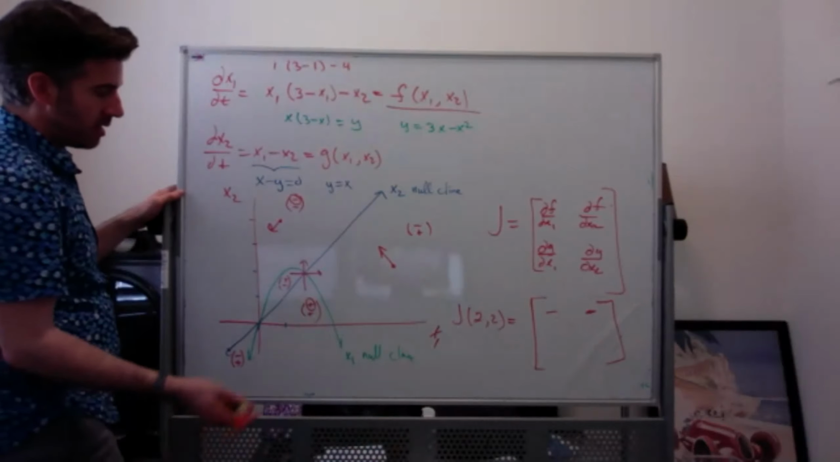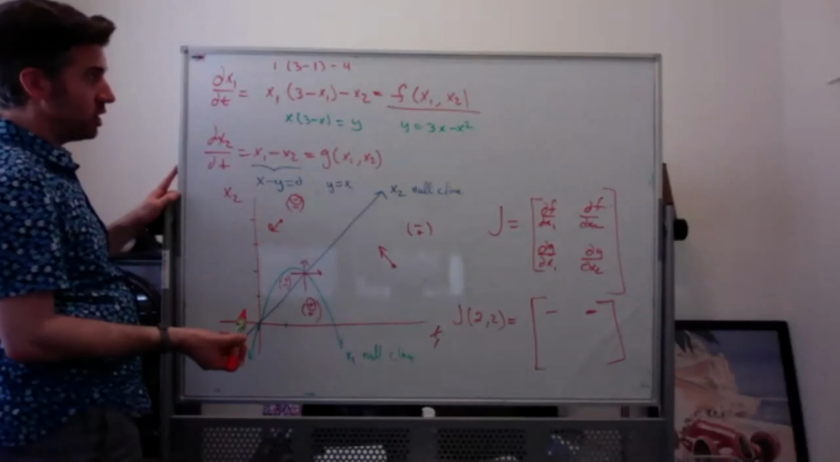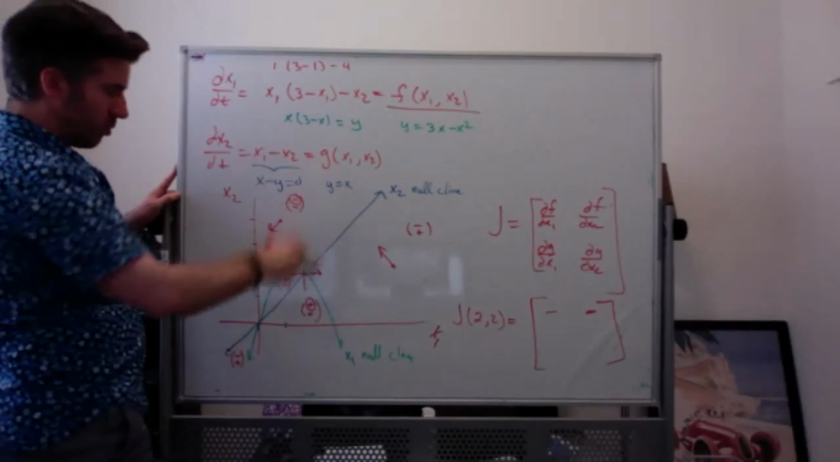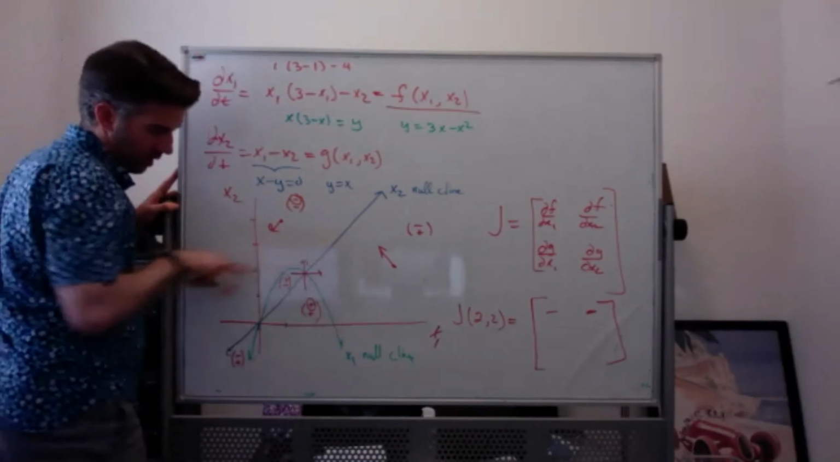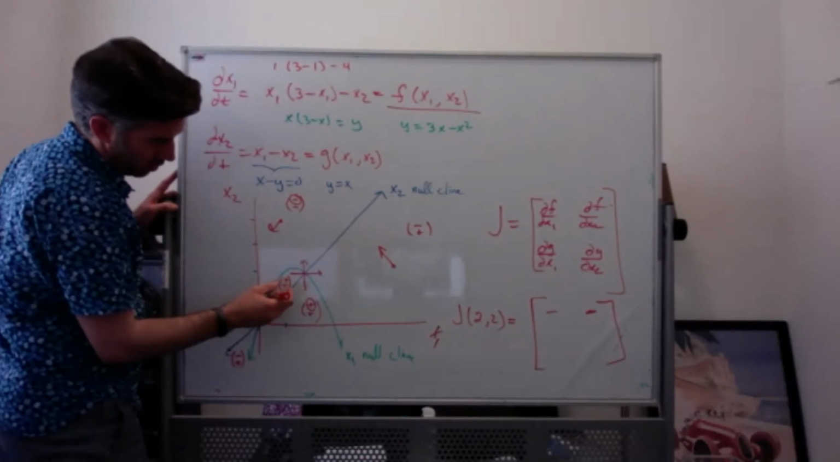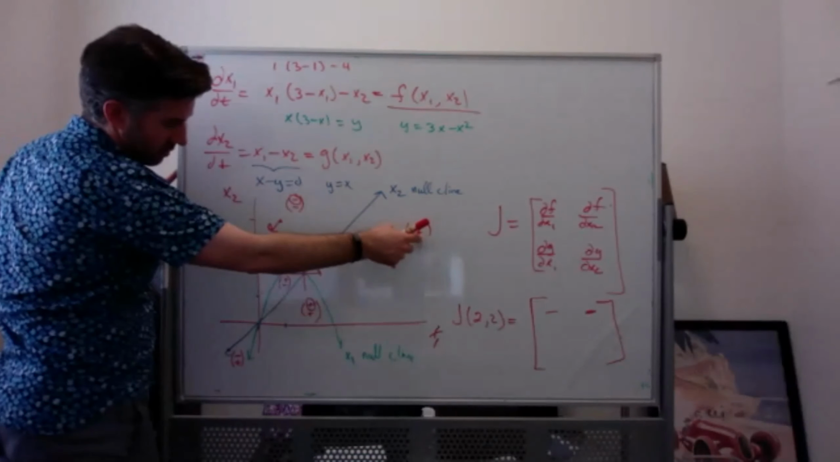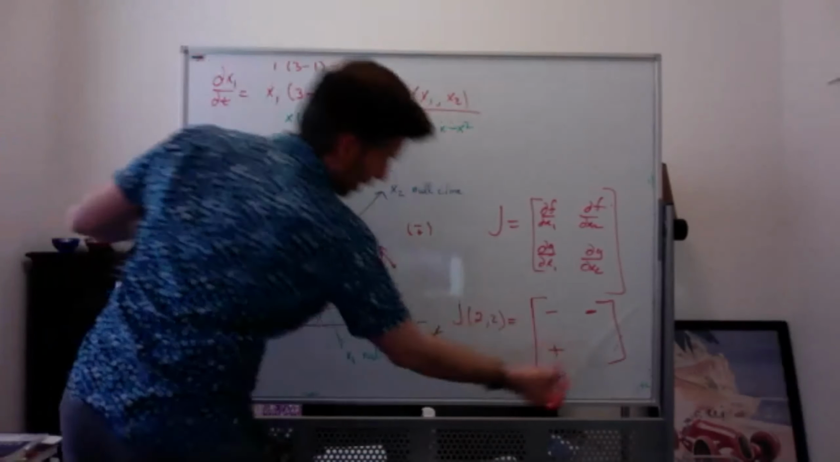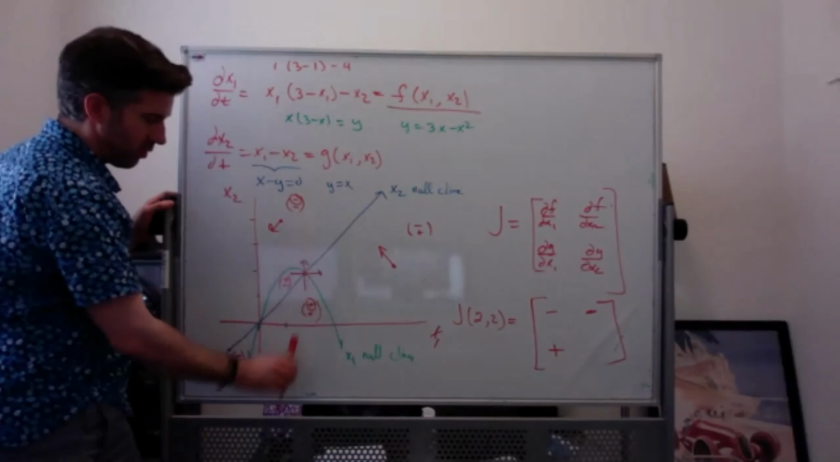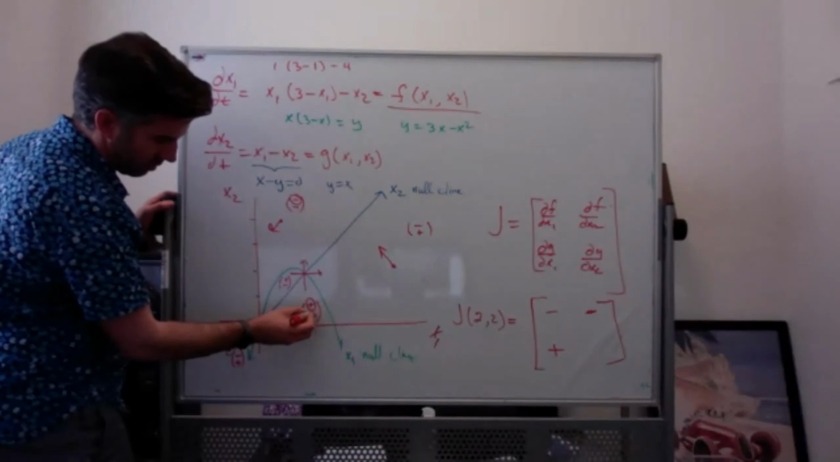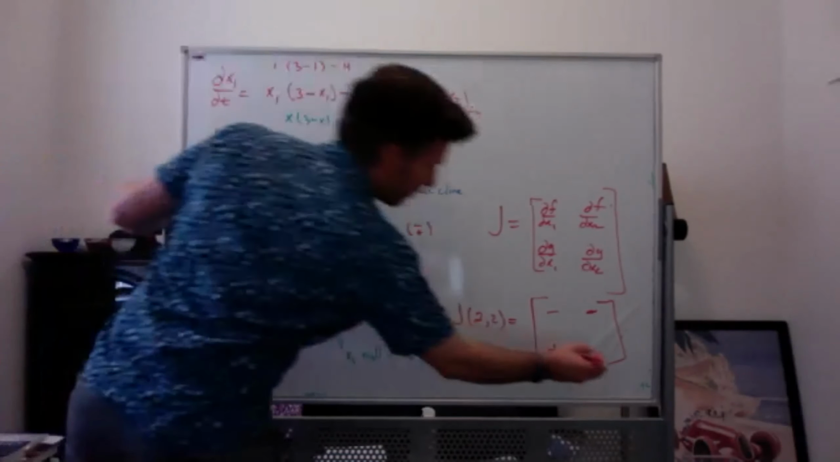Okay, now I'm going to do the same thing for g. So g is the second part. When I move in the x1 direction, g goes from being negative to positive, so it's a positive change. And when I go in the x2 direction, g goes from being positive to negative.